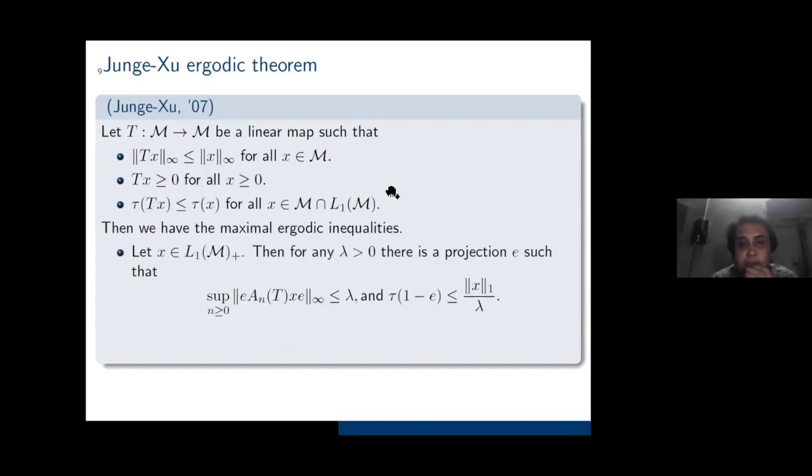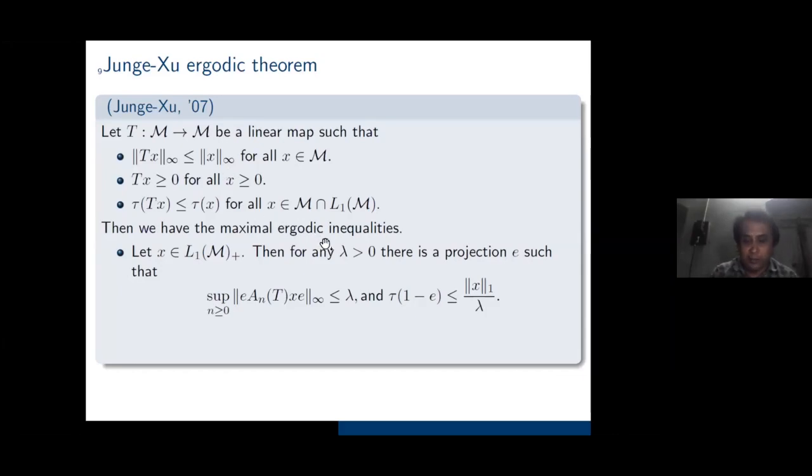Okay, I don't understand, but this condition, tau of Tx less than or equal to tau of x. Yeah, sorry. I should have x positive there. This is for x positive. Because tau is not defined always, right? But for positive, it is always defined. So that's why you need that. I'm sorry for that. There should be a positive. So this is true for positive x. This third condition is something like T is a contraction from L1 to L1. And the second one is that T is positive. Positive means you took a positive operator, and T sends it to a positive operator. And the first one is just that T is a contraction on the fundamental algebra.